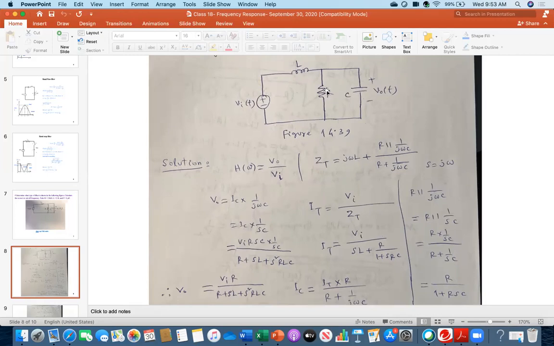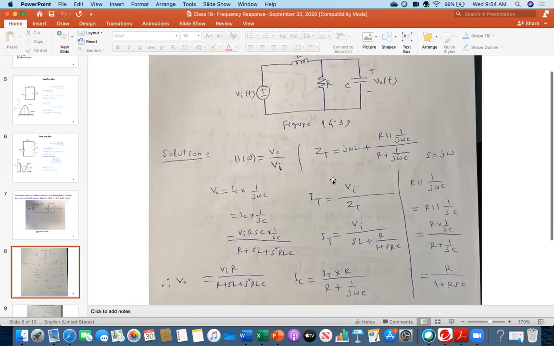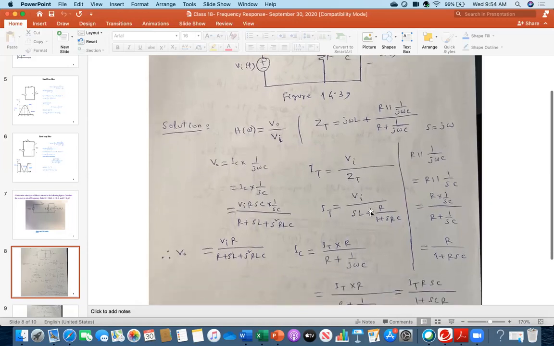You see, these two are in parallel. So R parallel 1 over j omega C. And then this one, j omega L. So this is your ZT. And then you have to simplify. What I have done, like R parallel 1 over j omega C.